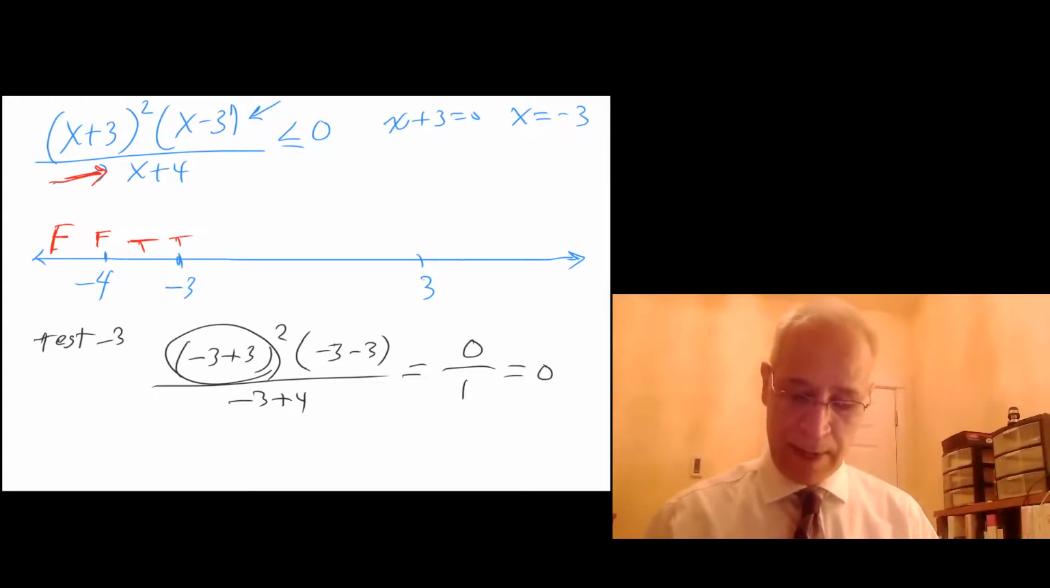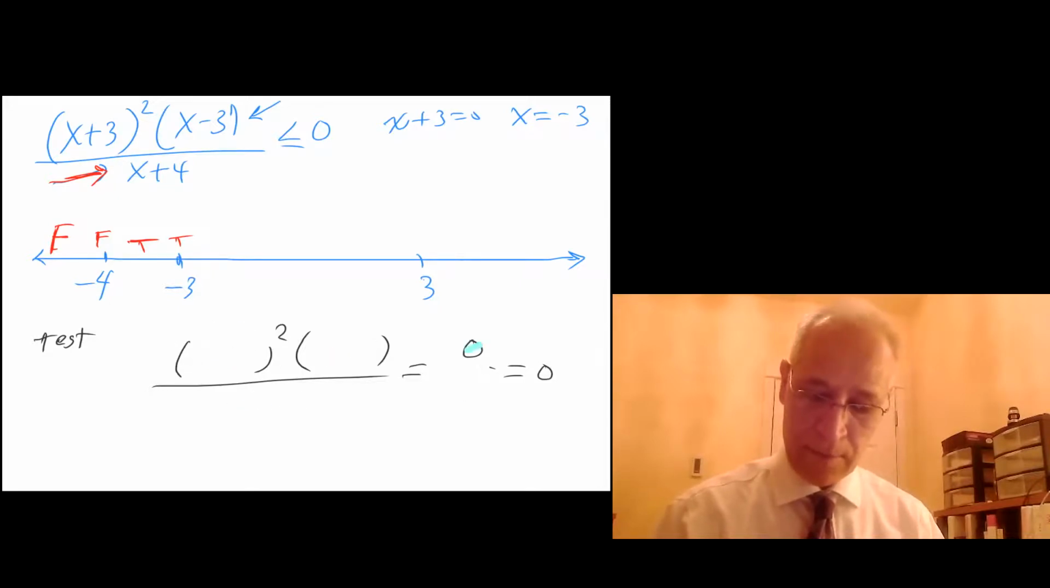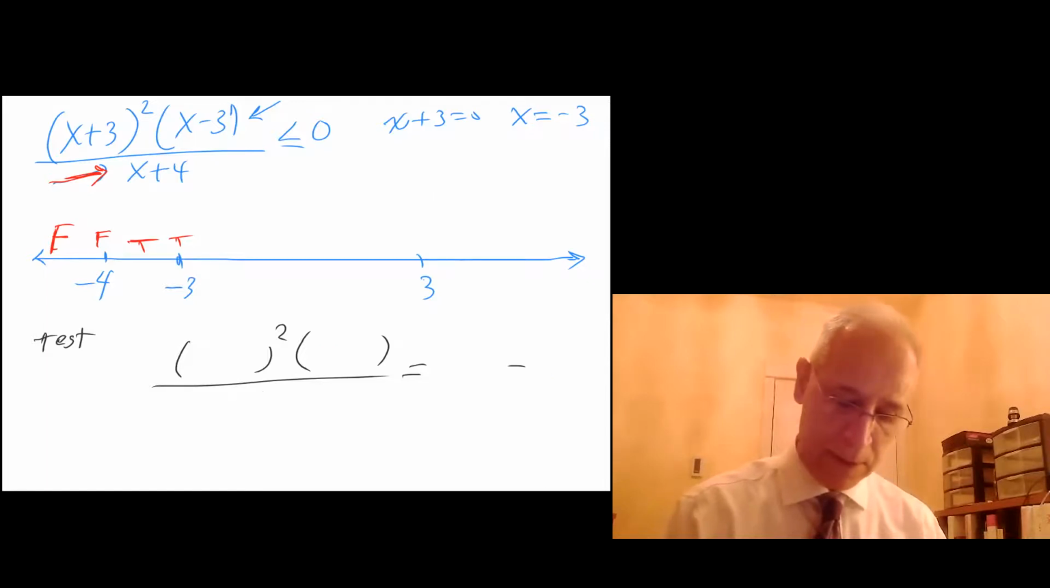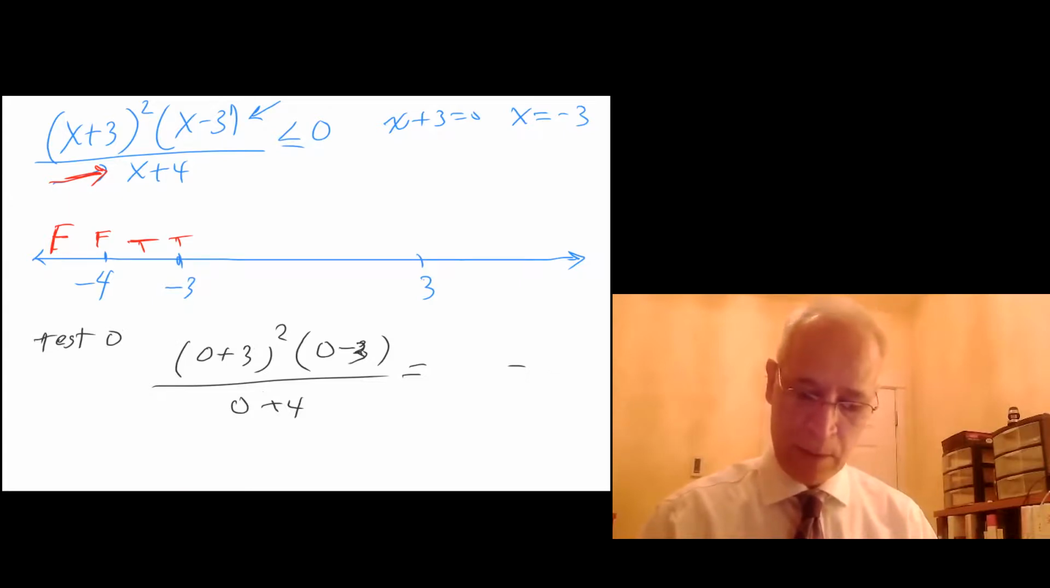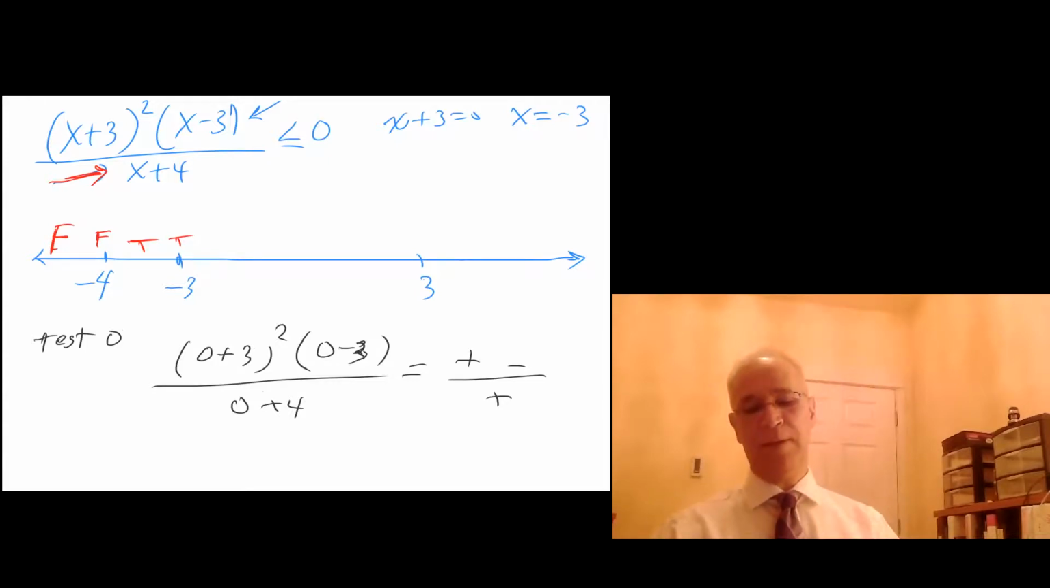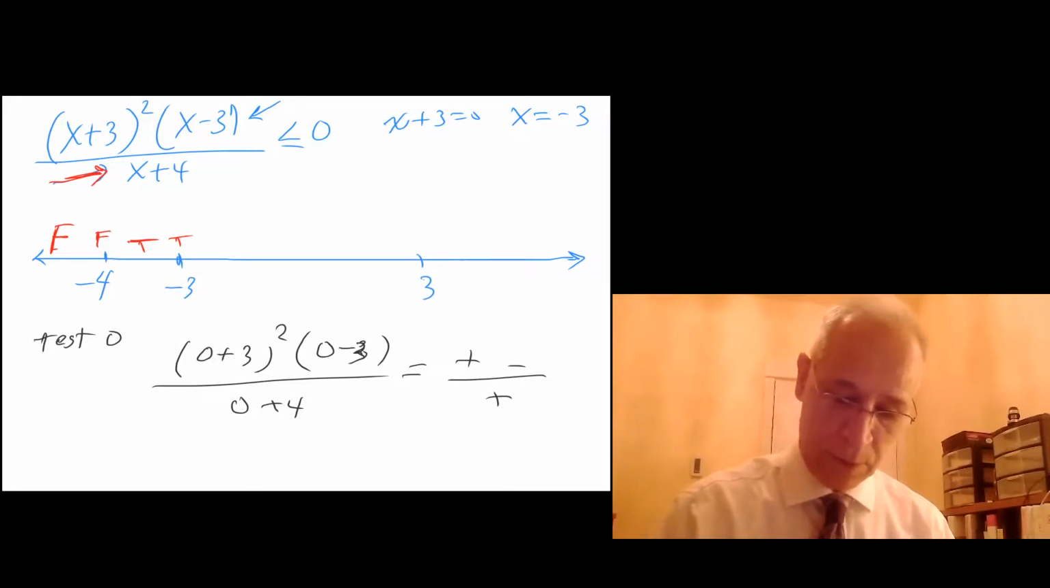The next number has to be between negative 3 and positive 3. So let's test 0. If I test 0, I get 0 plus 3, 0 minus 3, 0 plus 4. So I would get a positive, a negative, a positive. The end result is going to be negative. Yes, a negative number is smaller than or equal to 0. So true.